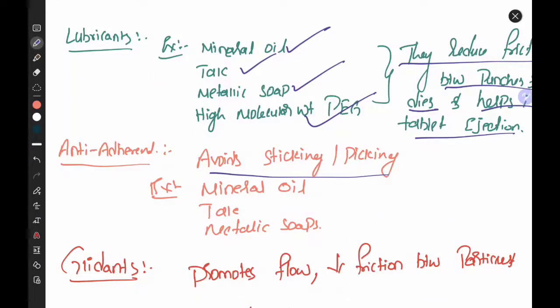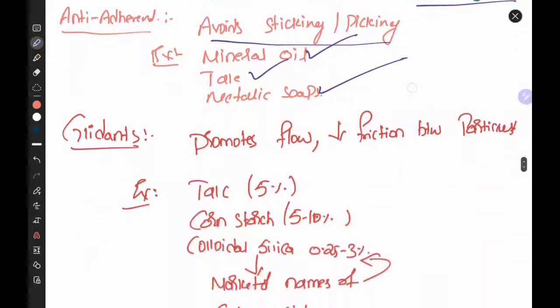After punching, the tablet may stick to the die, that is called sticking. It may stick to the punch, we call it picking. So, sticking and picking can be avoided by anti-adherents. They are not going to adhere to anything. That is what an anti-adherent is. Examples are mineral oil, talc and metallic soap.